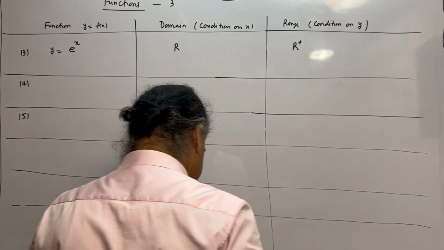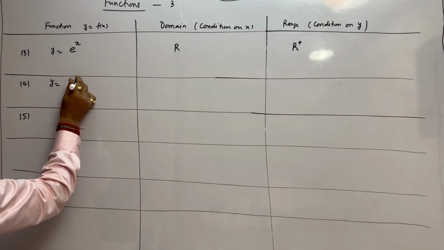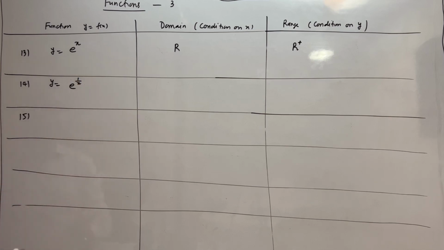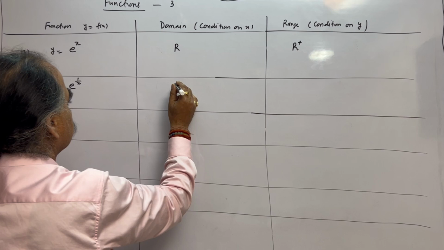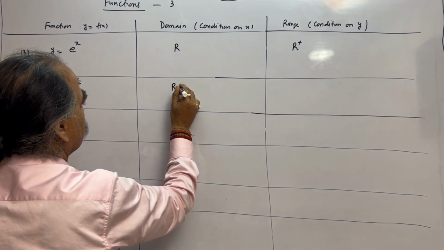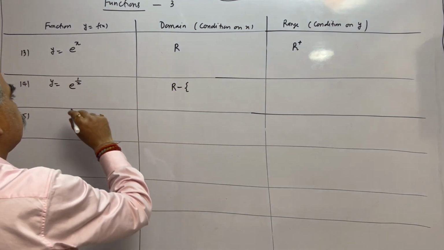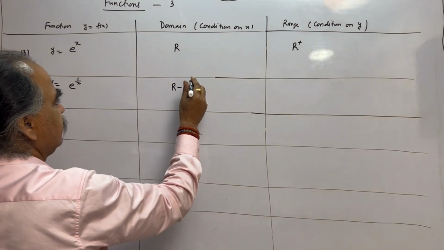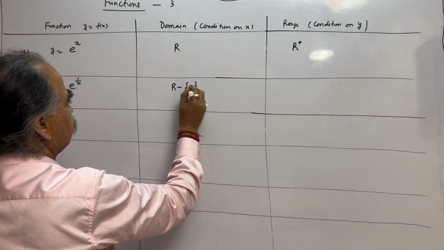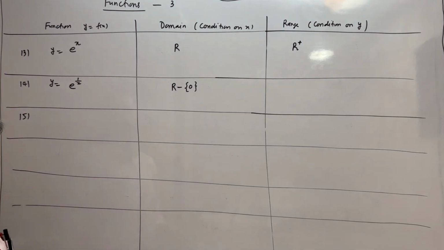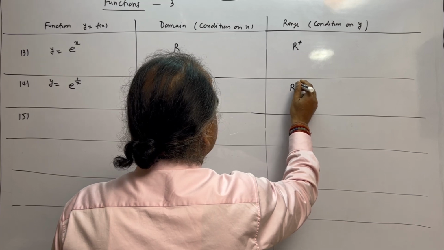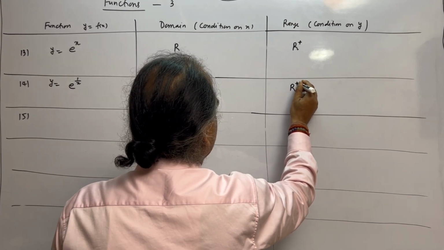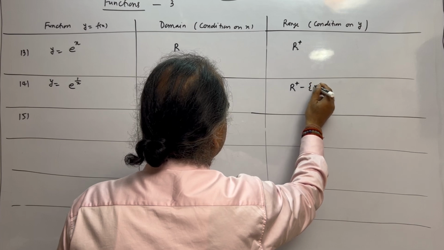R plus. You take e raised to 1 upon x. So domain is what? Entire real line minus singleton 0. In place of x, we can replace entire real line except 0. Because if we put 0, 1 upon 0 is not defined. Its range will be what? R plus minus singleton 1.